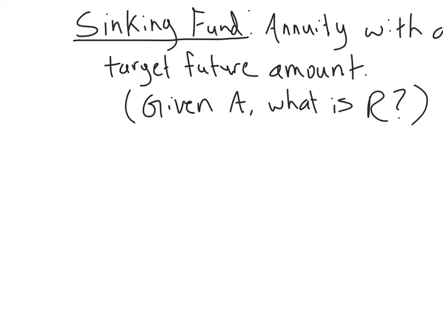Alright, we also have this idea of what's called a sinking fund. This really isn't a new thing, it's the same exact formula. It's just that a sinking fund is an annuity with a target future amount. What I mean by that is you know how much you want in the future. The question is what kind of monthly payment should you be paying right now in order to get that in the future. So given in the formula, given A, the future value, what is R, the monthly payment?